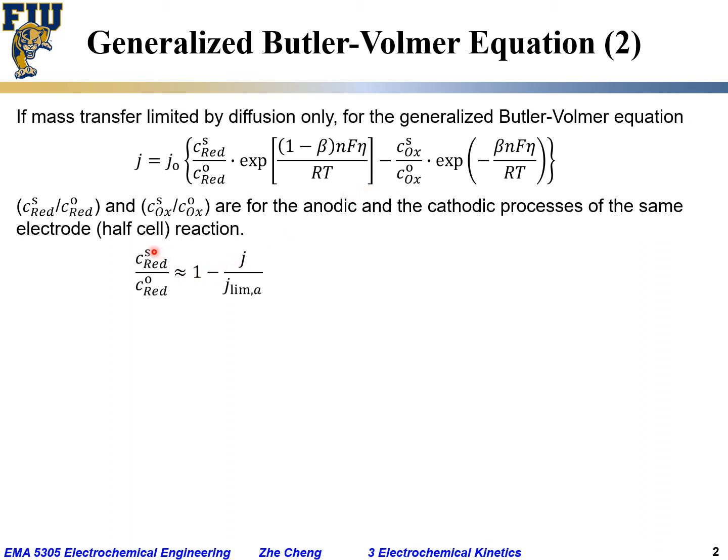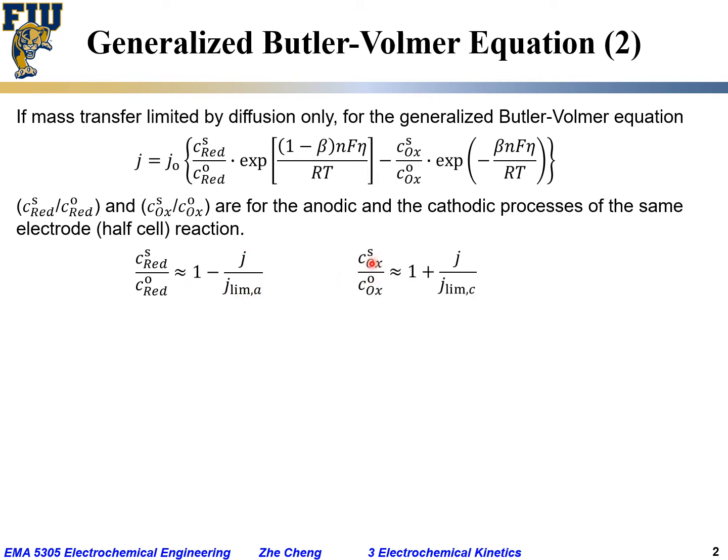Then the Cs over C0 for the reduced species would be 1 minus J over the limiting current for anodic, because the reduced species is going through the anodic reaction, or oxidative reaction. So this is what we obtained earlier if the mass transfer is through diffusion.